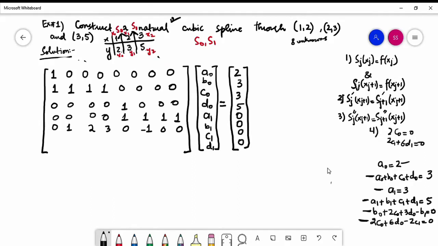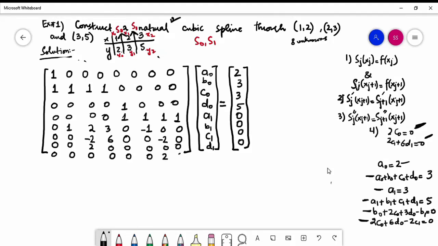Similarly, equation number 6: a0 has the coefficient 0, b0 has the coefficient 0, c0 has the coefficient -2 and d0 has the coefficient 6. a1 has the coefficient 0, b1 has the coefficient 0, c1 has the coefficient -2 and d1 has the coefficient 0, equal to 0. Now we come to the next: a0 is 0, b0 is 0, c0 is 2 and the rest are 0. Similarly, the last equation has a0, b0, c0, d0 and a1, b1, c1 and d1.